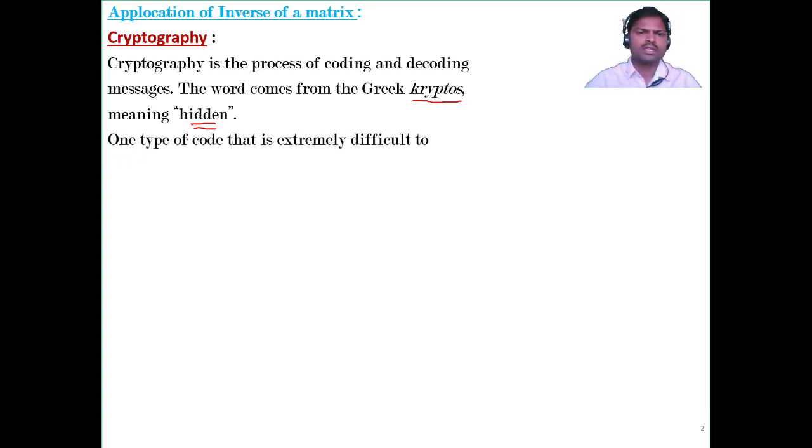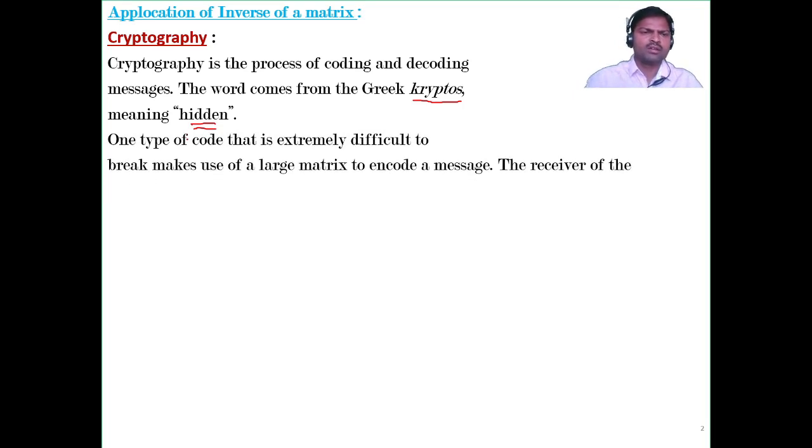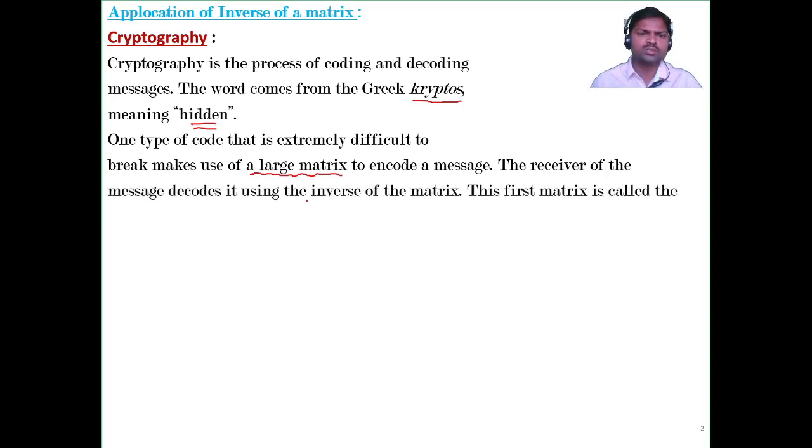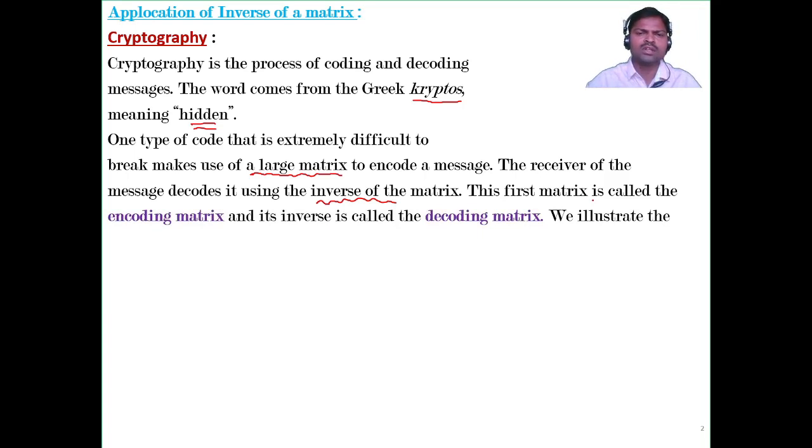One type of code that is extremely difficult to break makes use of a large matrix. Instead of taking a small matrix like 2 by 2 or 3 by 3, let us take 4 by 4, 5 by 5, 6 by 6. If you take a large matrix, it is very difficult to break your messages, so there is no chance for a third person to know your message. The receiver of the message decodes it using the inverse of the matrix. The inverse of the matrix is called the decoding matrix. The first matrix is called the encoding matrix, and its inverse is called the decoding matrix.